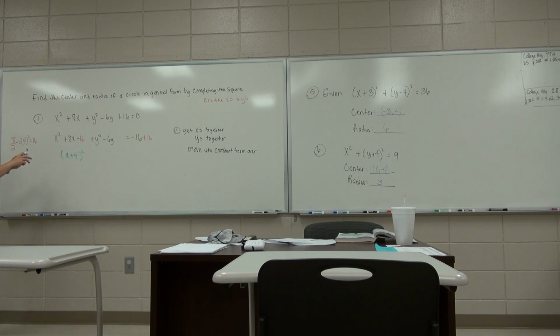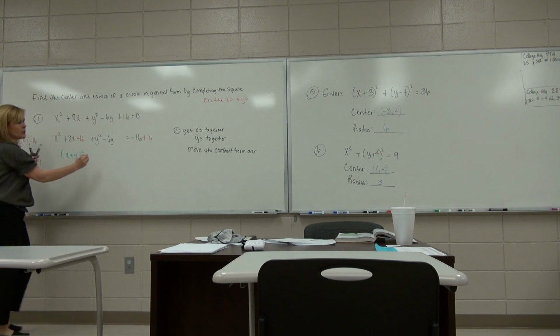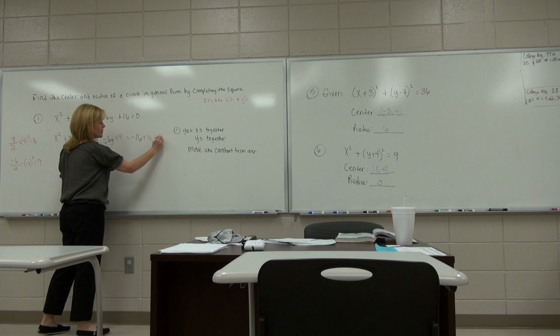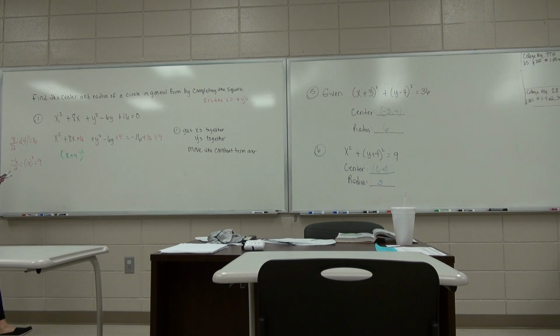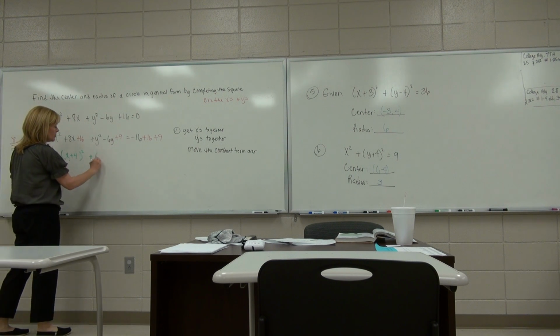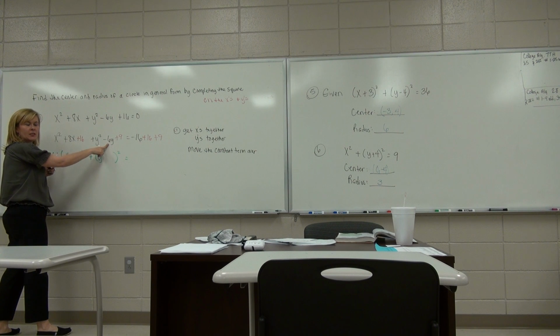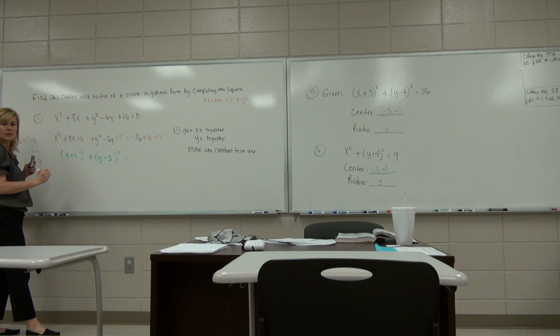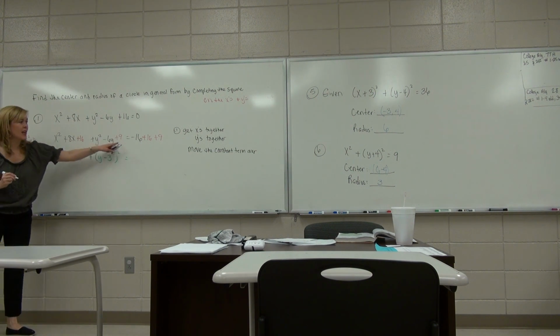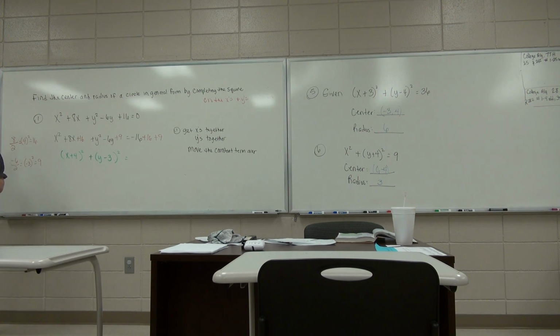Well, let's go with the y's. What's half of negative 6? Negative 3 squared gives me 9. So I need to add 9 to both sides. Now the y's are a perfect square trinomial. So I've got y. What was half of negative 6? Negative 3, so a minus 3 goes there. Because what factors of 9 when you add give you 6? It'd be negative 3 and negative 3.